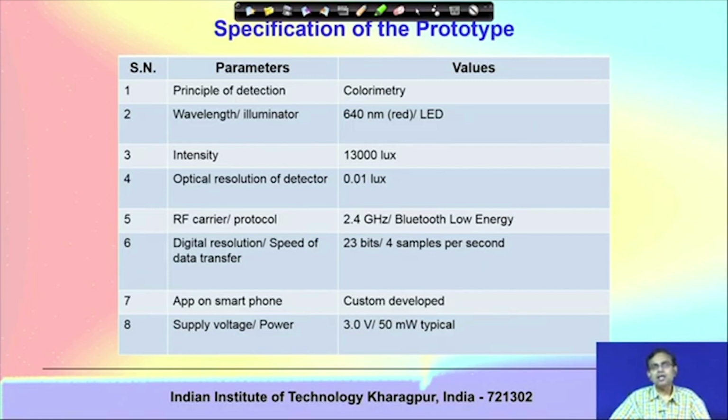So, there are certain important parameters of this prototype. I will not read these parameters out, but I would just mention what are the important parameters: wavelength of the light source, intensity, optical resolution of the detector, RF carrier protocol, digital resolution or speed of data transfer, and supply voltage or power. So, based on this information transferred to the mobile phone, a smart mobile app can be developed. So, the patient himself or herself can click the mobile app and get the desired information on the diagnostic test.